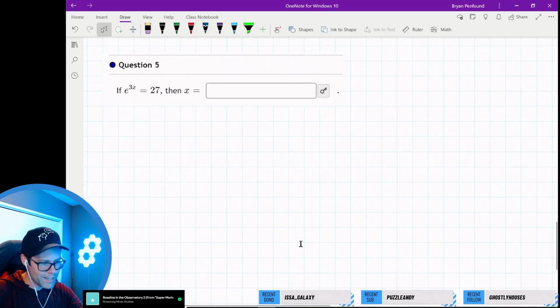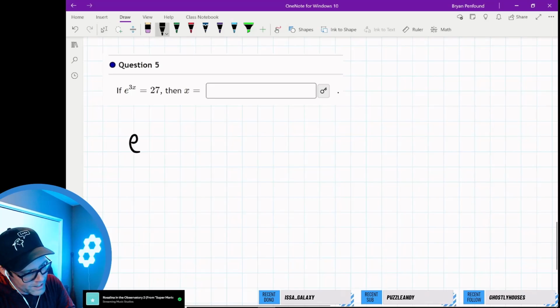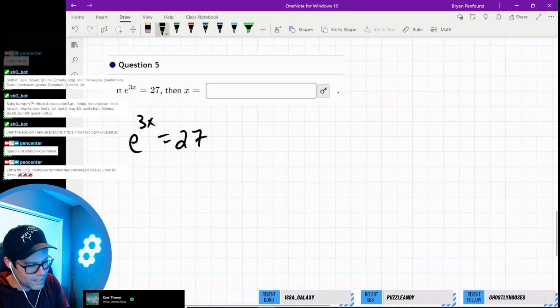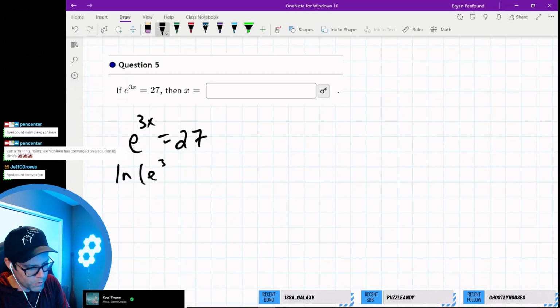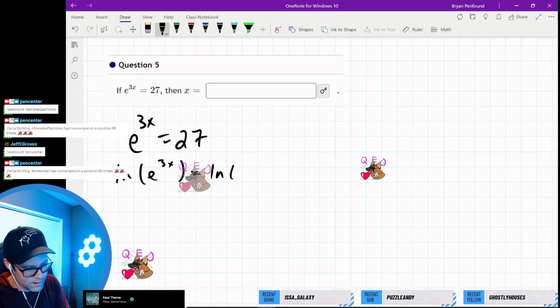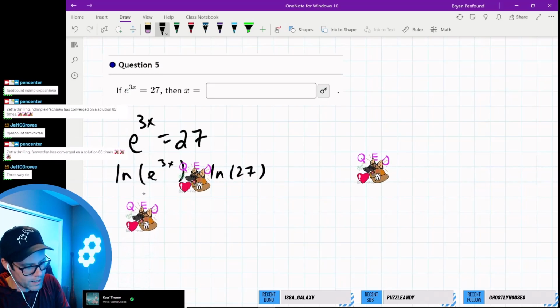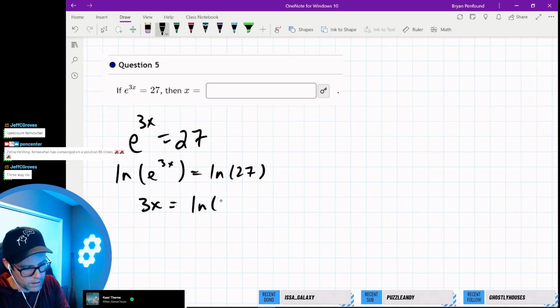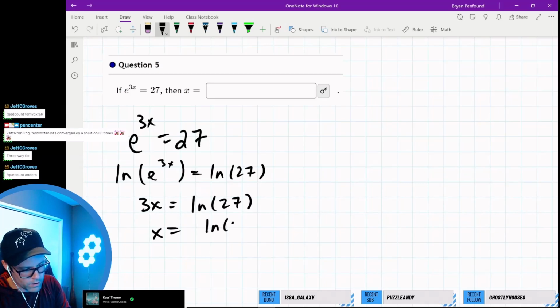All right, chat. If e to the 3x is equal to 27, what does x have to be equal to? Yeah, I agree. Let's take logarithm of both sides. That's going to give us, so the logarithm of the exponential undo each other, and we're left with 3x is equal to the logarithm of 27. So we get that x is equal to the logarithm of 27 over 3.